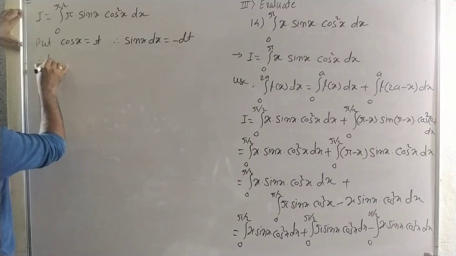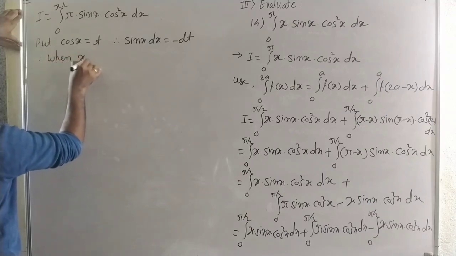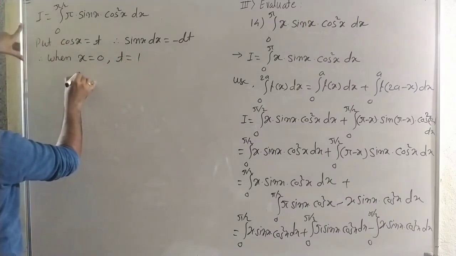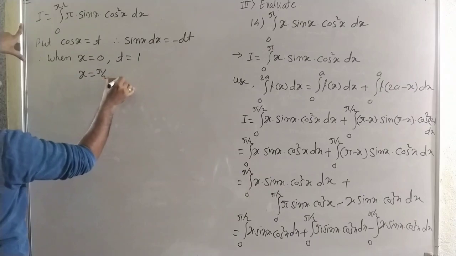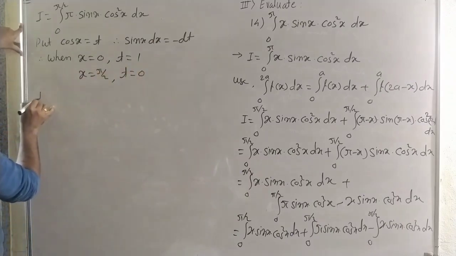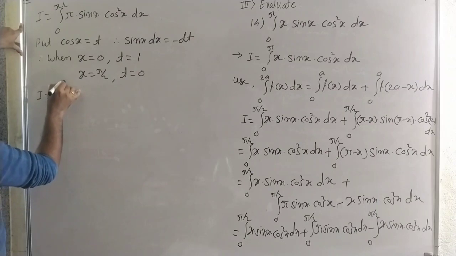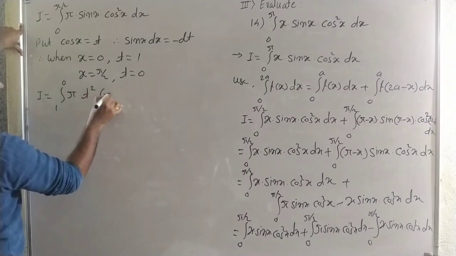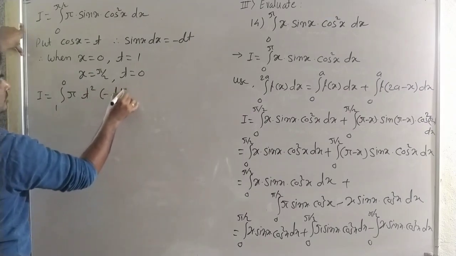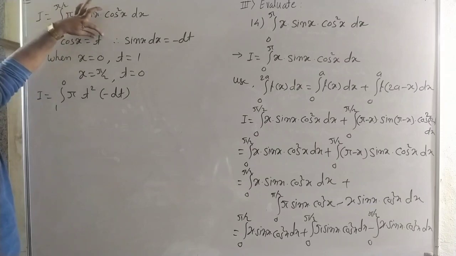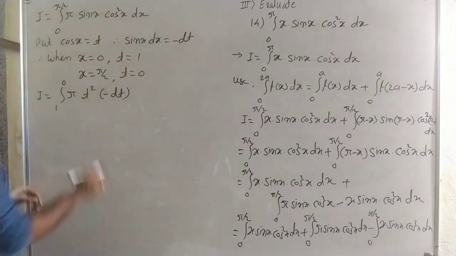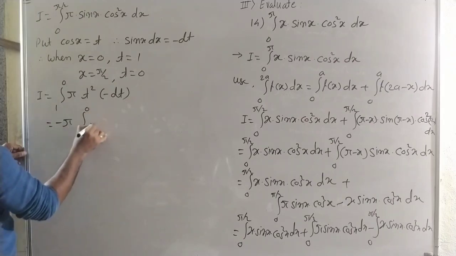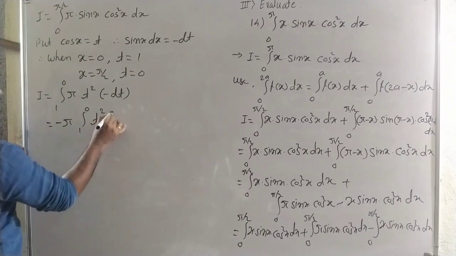So first change the limit. When x is equal to 0, t is equal to cos 0, and cos 0 is 1. When x is equal to pi by 2, t is equal to 0, and therefore our integral is from 1 to 0 of pi t square into minus dt. See carefully, pi as it is, cos square x is t square, and sin x dx is minus dt.